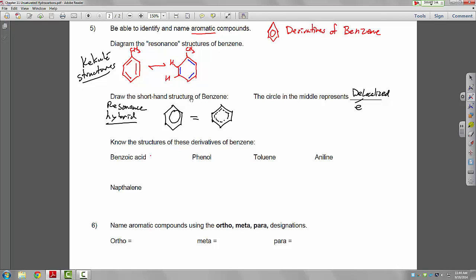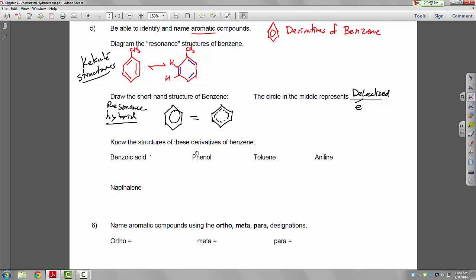Maybe another way to think about this are the blades of a fan, right? When the fan is turned off, you can see the blades, but when you turn it on, it's spinning so fast you don't see the individual blades. The blades become a disc, and they're delocalized. So they're spinning around. That's one way to think about it.